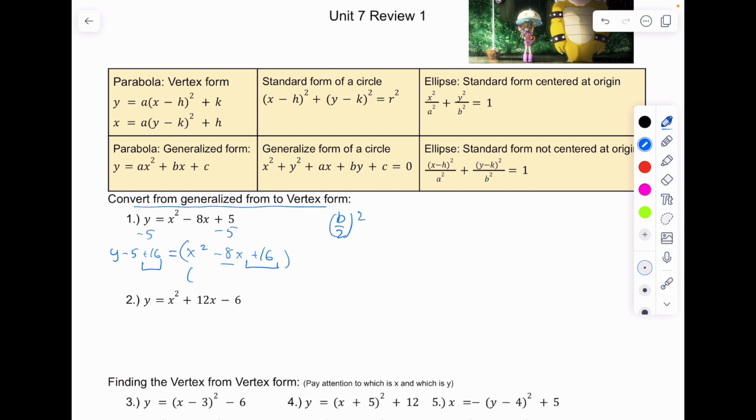That being done, this is going to turn out to be x minus 4 squared. Over on this end, I have y. 16 minus 5 is 11. Bring everything to one side, so minus 11, and I have y equals x minus 4 squared minus 11.